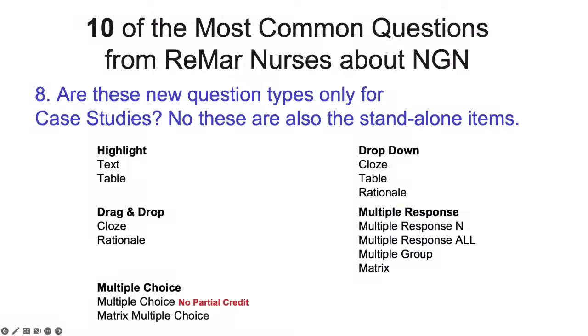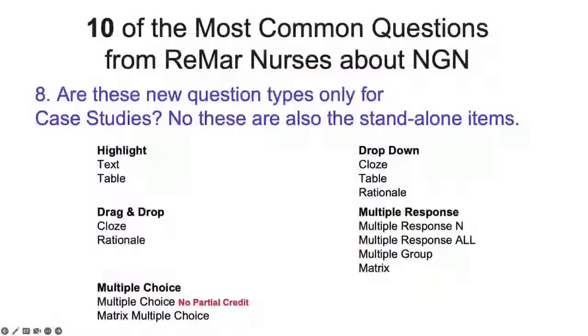The multiple choice. And remember I said multiple choice. They call it multiple choice because there's multiple choices, but only one answer is right. So it should really be called single choice, but it's not. It's multiple choice. And this is the only one that does not have partial credit, okay? The matrix multiple choice, though, does have partial credit.